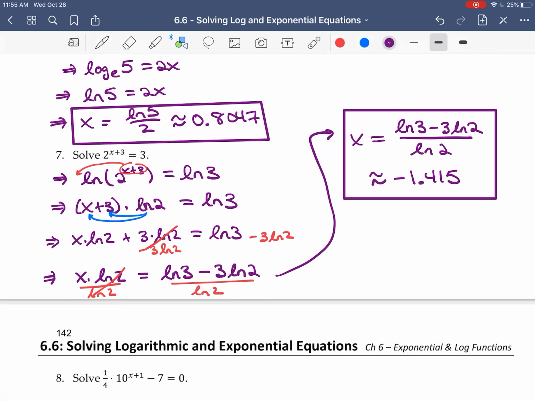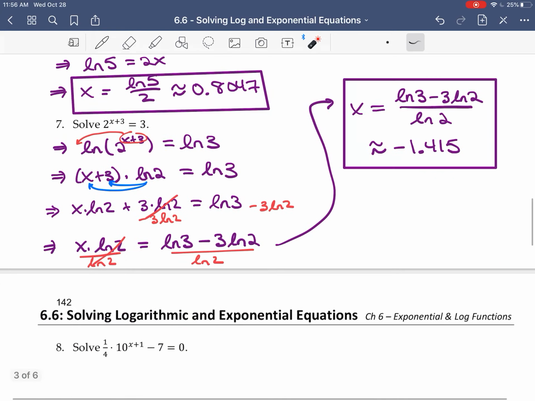Now we don't have to worry about checking really because nothing bad can happen here. The domain for an exponential function is all real numbers. So this is always going to be a positive number, 2 to any power, and 3 was a positive number. So I don't have to worry about taking the ln of a negative number.